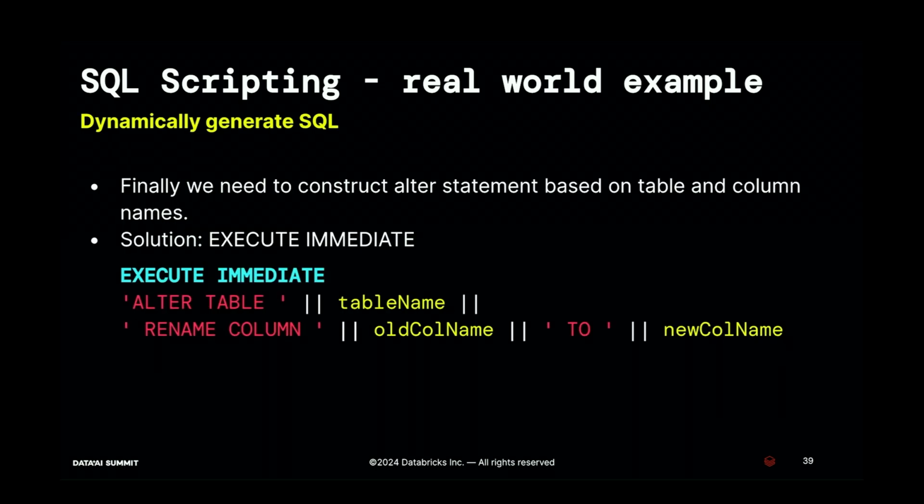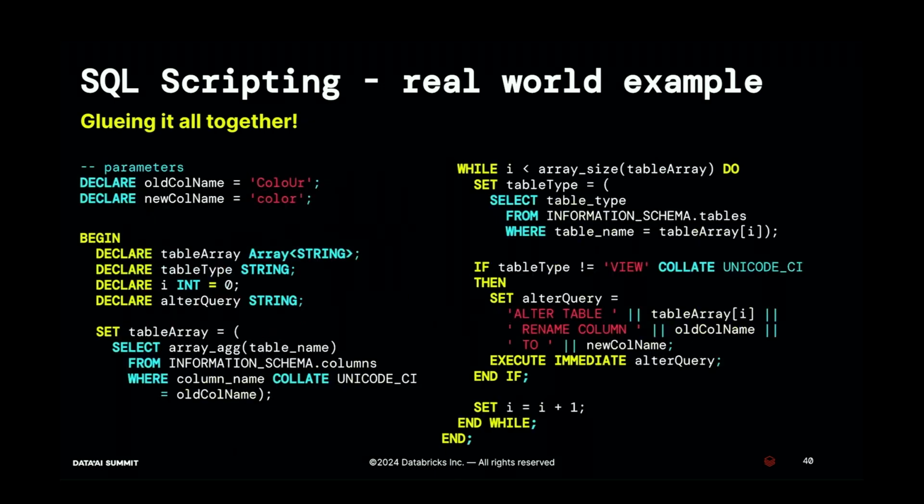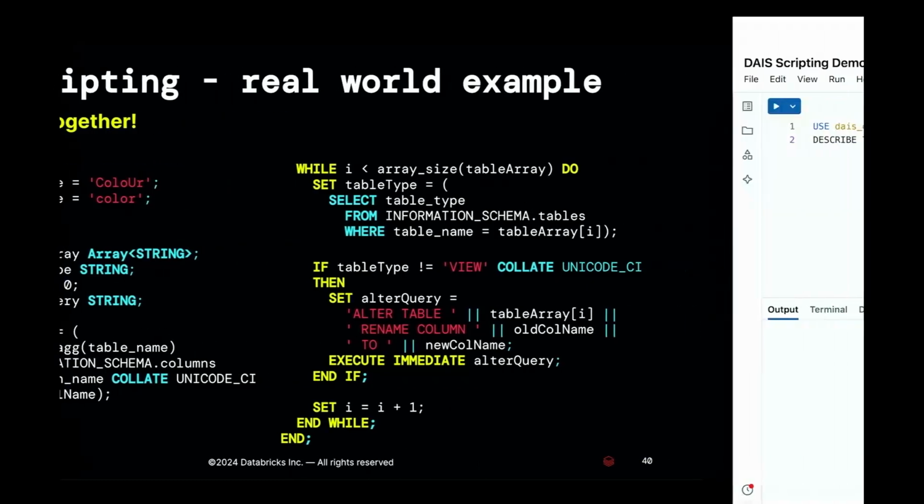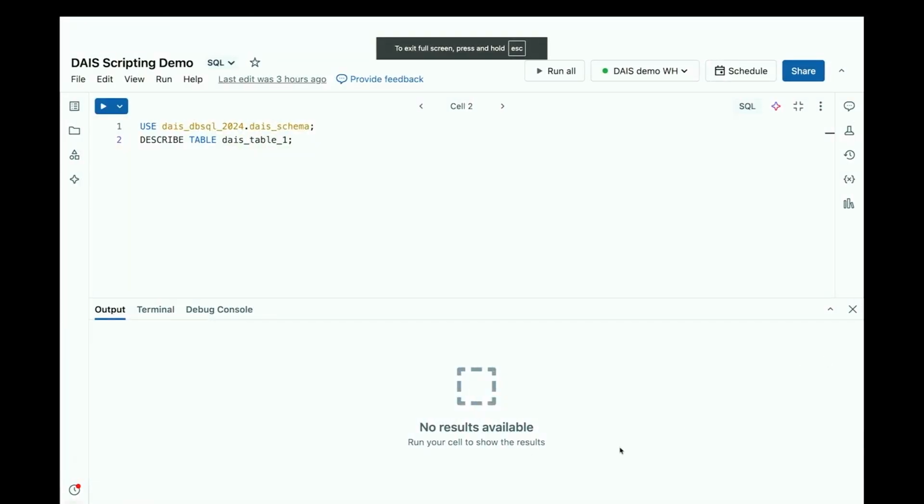So we will construct a query by concatenating strings and pass it to execute immediate. We cannot inline the alter statement here because the table name depends on each iteration of the loop. So we have to do this concatenation and pass it to execute immediate, constructing the query dynamically. All right. So when we put it all together, this is what we get. But actually, we want to do a live demo here. So I won't go over here. Let's go to the notebook.